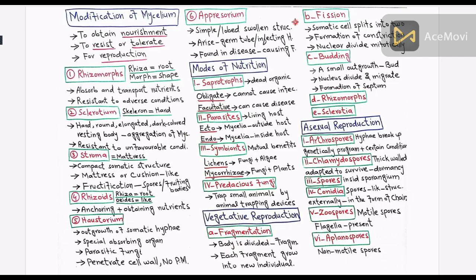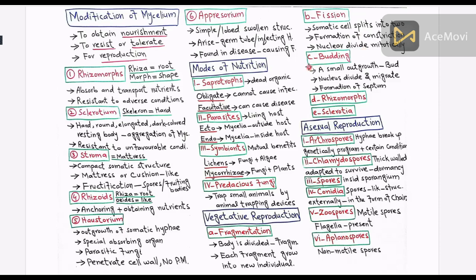The second type of vegetative reproduction is fission. What happens in fission? The somatic cell splits into two daughter cells by the formation of a constriction or transverse wall. The nuclear division is mitotic. This type of vegetative reproduction is found in yeast.